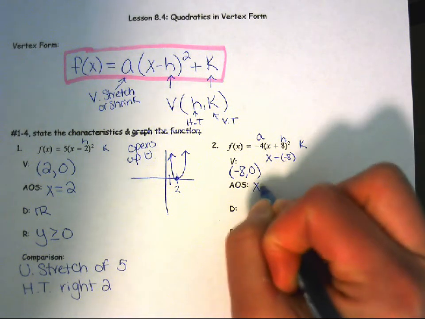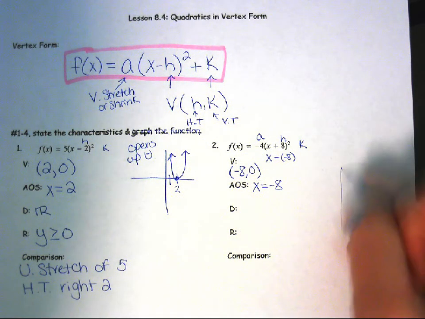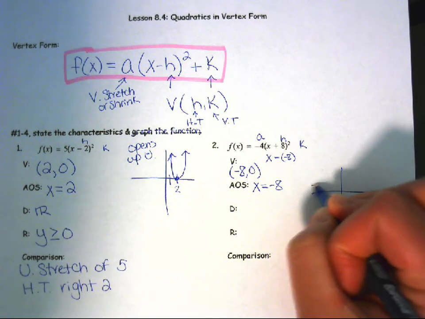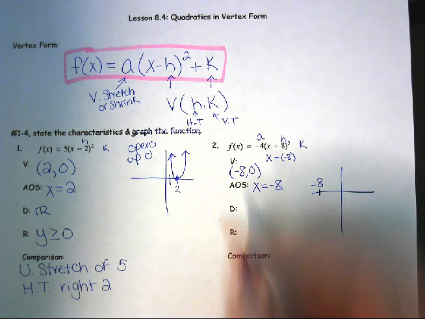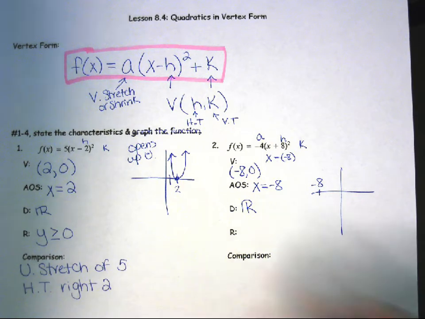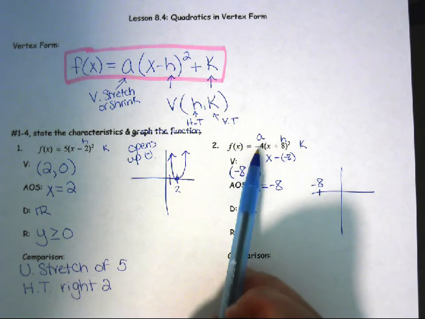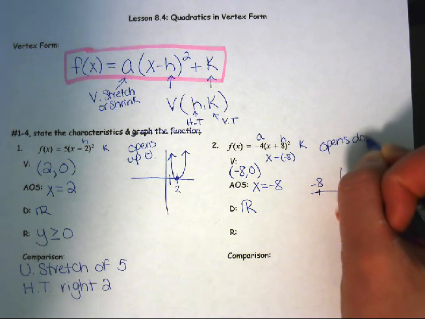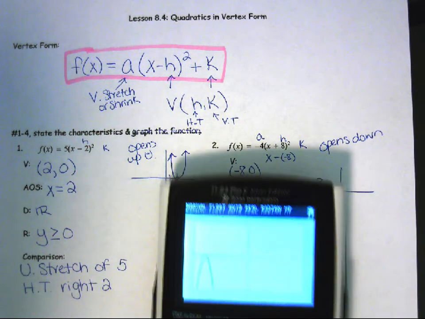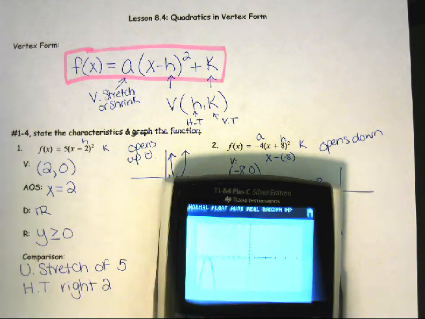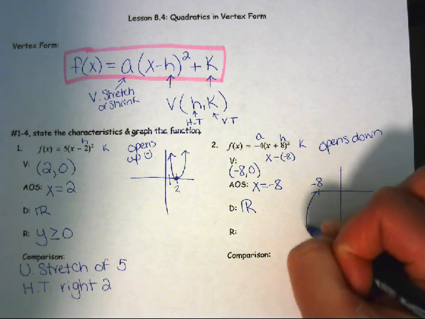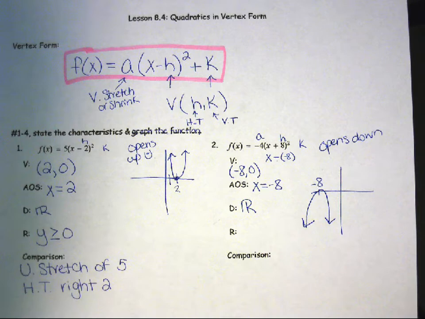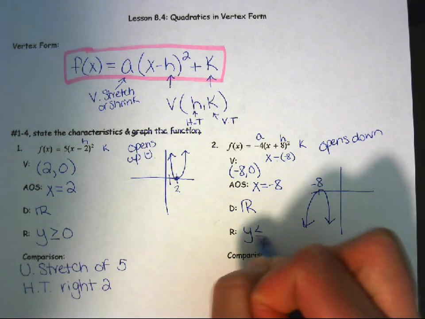So we have our axis of symmetry, and if we want to go ahead and graph it, we're going to go negative 8, and then we've got our domain and then our range. Notice, it's opening down because of the negative, and we saw that on the calculator as well. You can see how it's opening down. So if it opens down, then this must be less than.